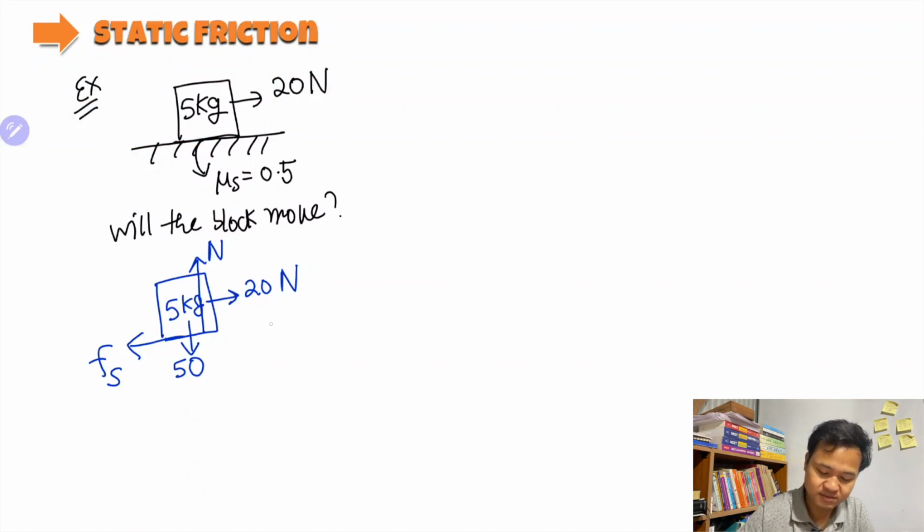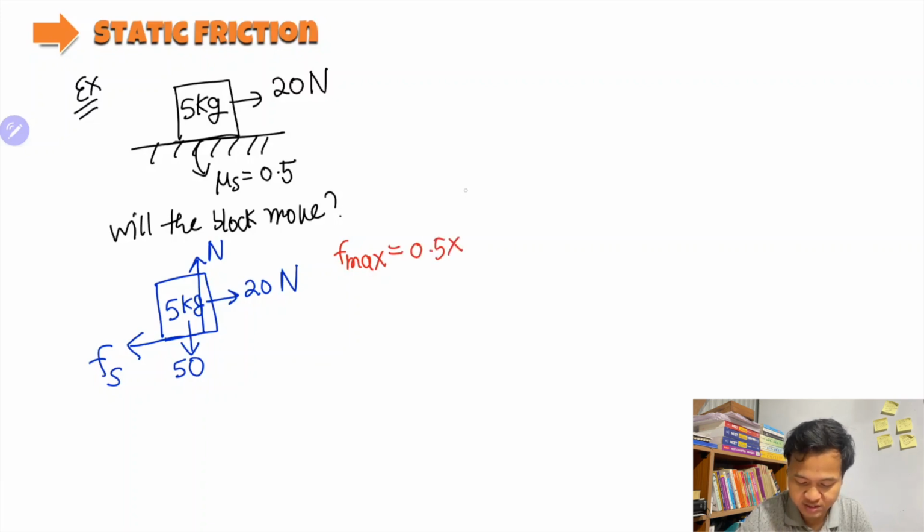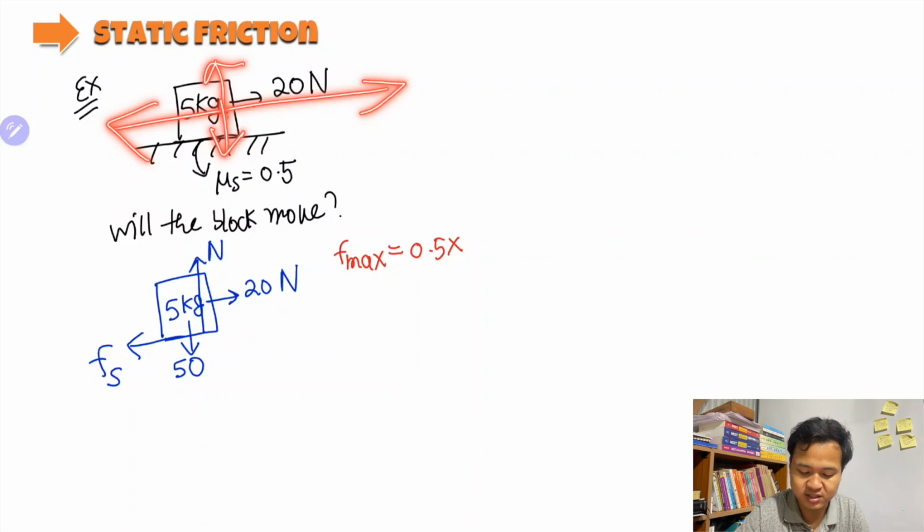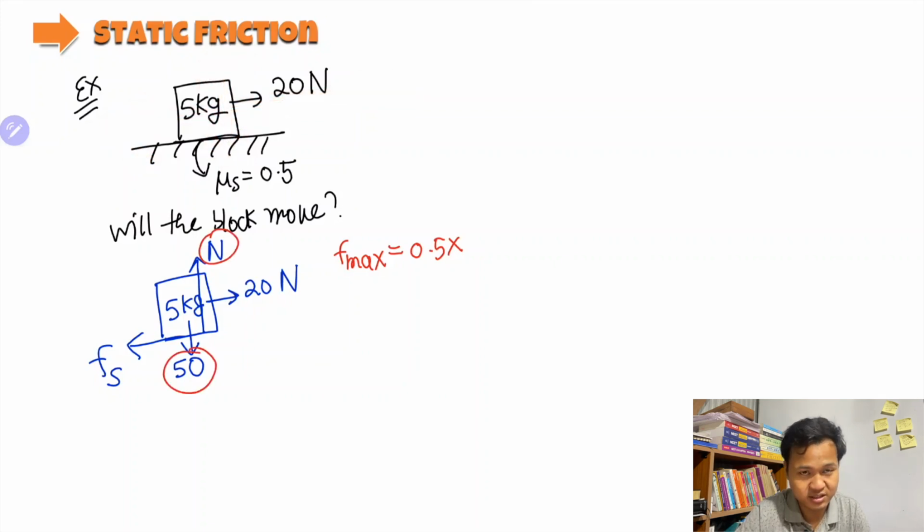So let's find out what the maximum friction is here. Maximum static friction is the limiting friction. So mu s, 0.5, into normal. If it is going to move, it is going to move only in the horizontal direction. There is no movement along the vertical, so the normal and the weight cancel each other. They are equal and opposite, so normal is also 50. So this is how much?